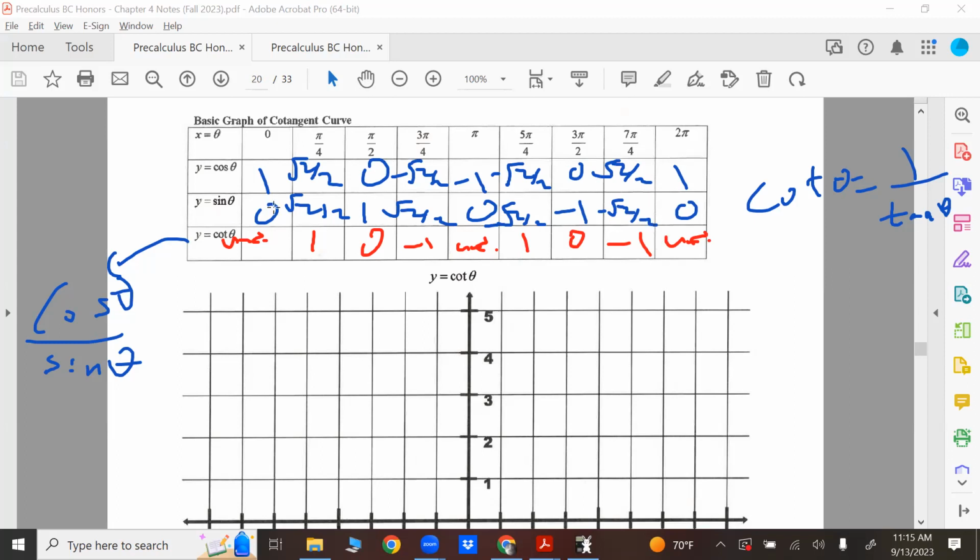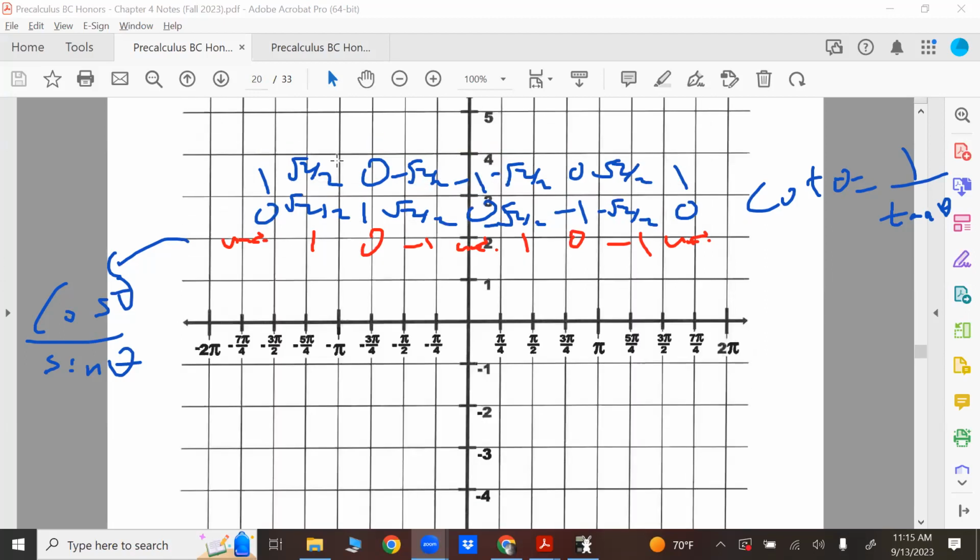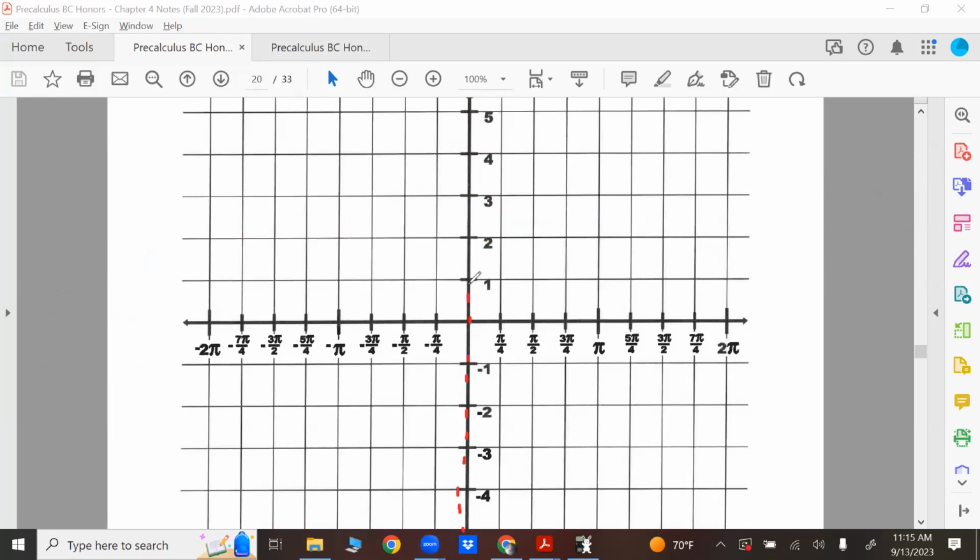Okay, so now let's do the graph. So here's the deal. We have a vertical asymptote at 0. At pi. So we're going to do 2 cycles again, and 2 pi.